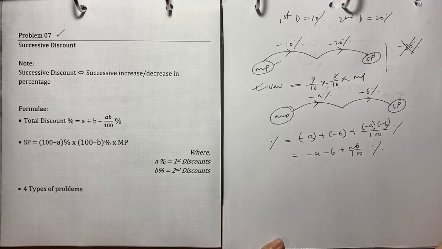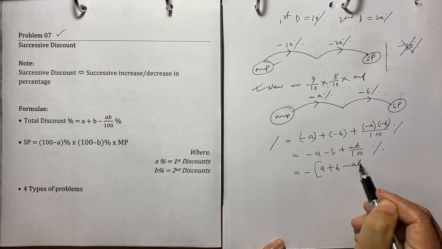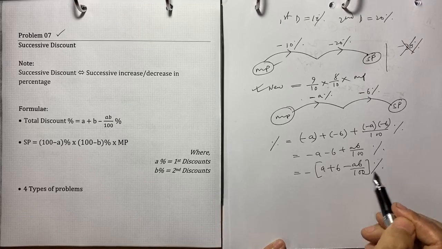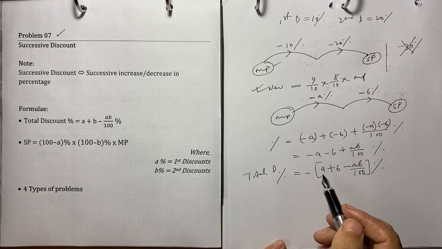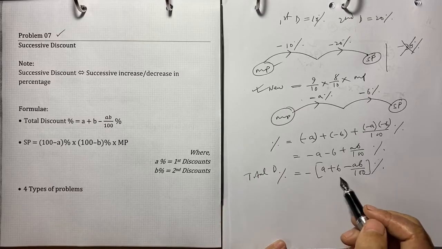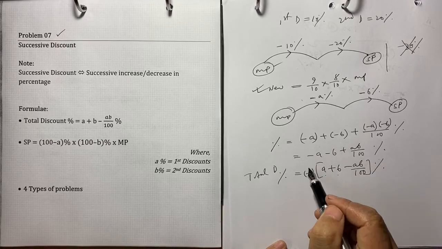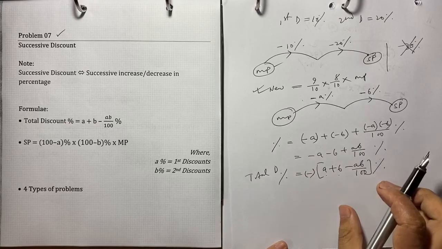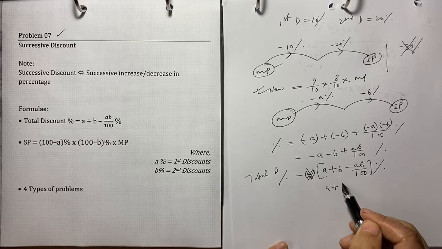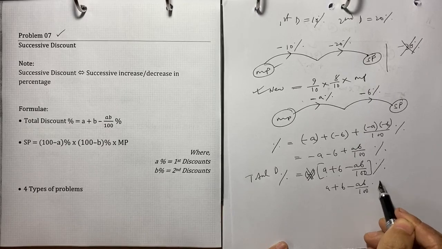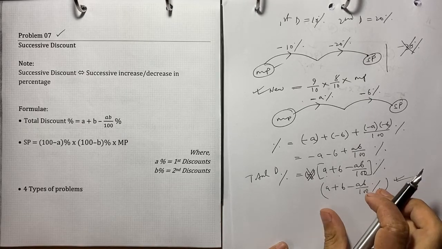This is the general formula. Taking the minus common, it is minus of A plus B minus AB divided by 100%. So this is the total discount, a single equivalent discount, as a percentage. The minus symbol signifies that the value decreases. So the formula for total discount equals A plus B minus AB divided by 100%.